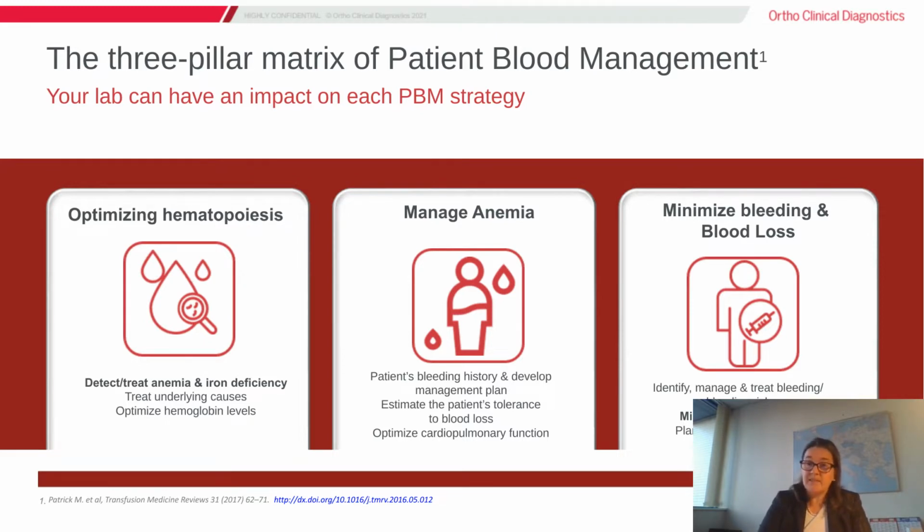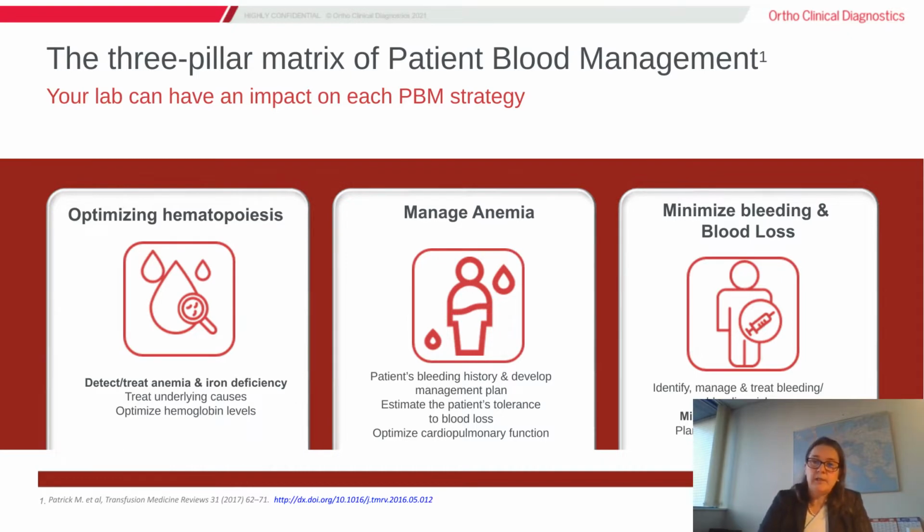The second pillar is managing anemia. So knowing the patient's bleeding history to develop the appropriate management plan, as well as estimating the individual's tolerance to blood loss, but also optimizing the cardiopulmonary function.